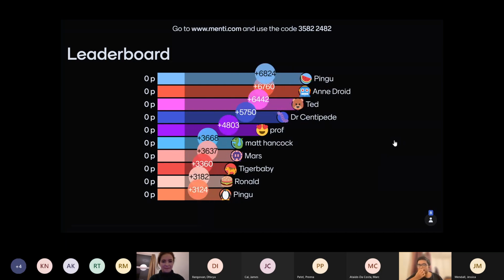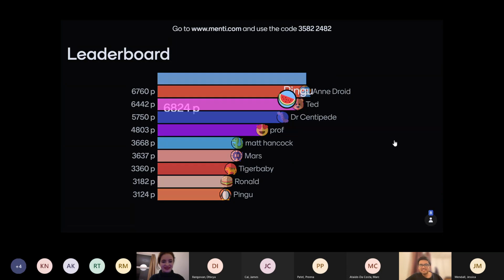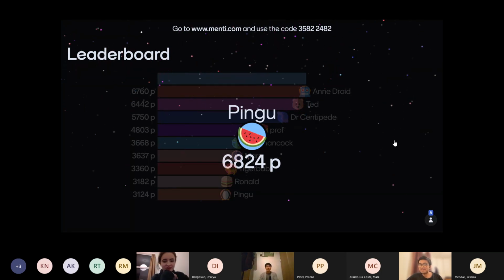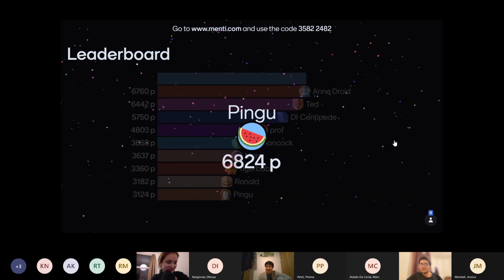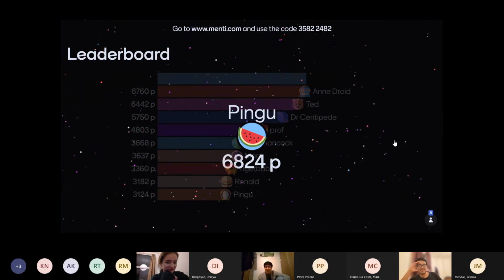Ooh, good job, Pingu. There are 2 Pingus. Whoever that Pingu is, if you come and find me when I'm at the Royal Free, I will buy you a coffee as a prize. No one took me up on that offer last time, so I don't think anyone's going to take me up on it this time either.